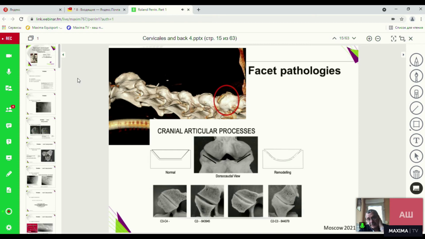And you can see that you have some osteophytes, of course, like in all osteoarthritis.